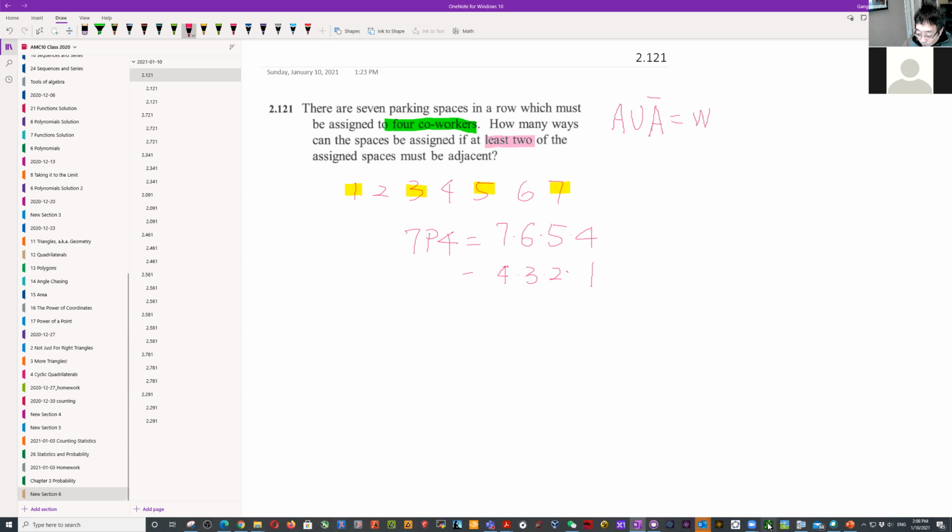And then let's go to this problem. This problem is still a complement problem, because let's just go from here to here.